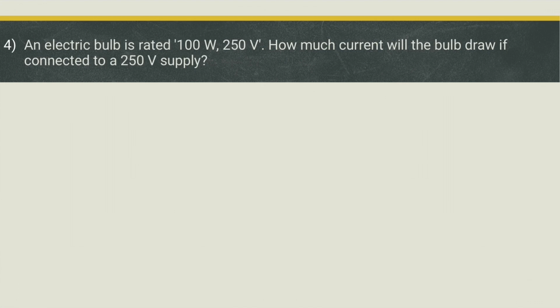Fourth, an electric bulb is rated 100 watt 250 volt. How much current will the bulb draw if connected to a 250 volt supply? So here bulb is connected to the voltage which is mentioned in its rating. So we can use the formula directly. I is equal to P upon V. Power is 100 watt and voltage is 250. So this gives us the answer 0.4 ampere. Easy, isn't it?